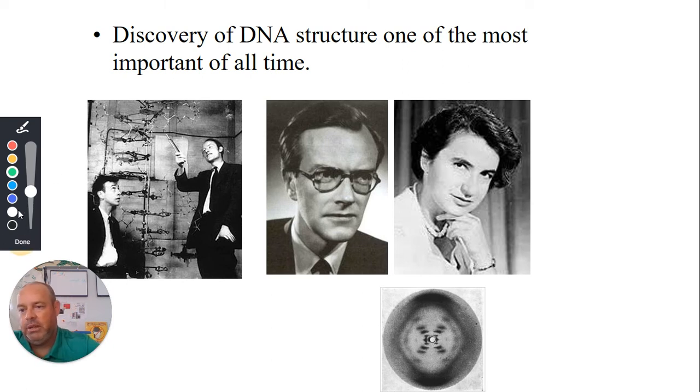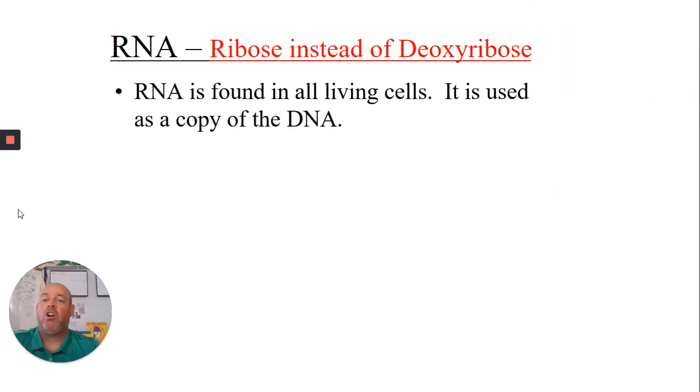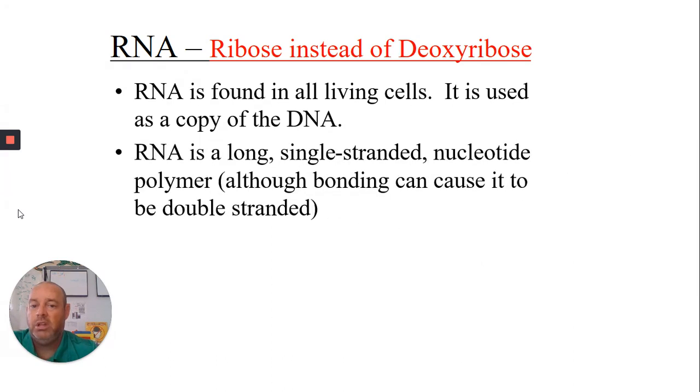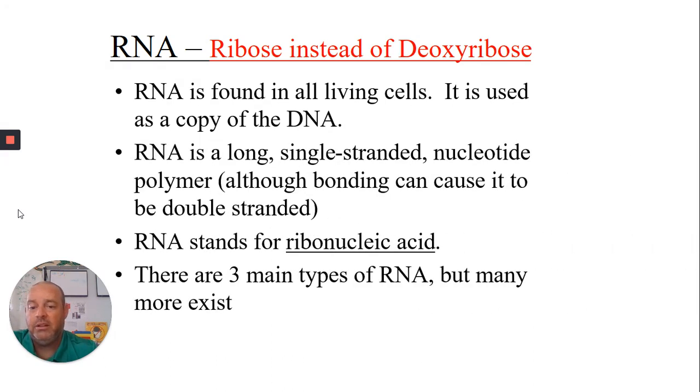Oh, gotta get rid of the pen. Won't let me click. So real quick on RNA, it's just a different sugar. So you have ribose instead of deoxyribose, so a little different sugar, so a different structure. And then single-stranded instead of double-stranded.